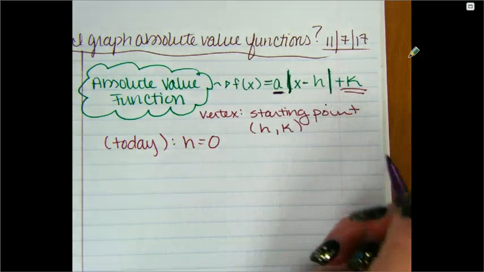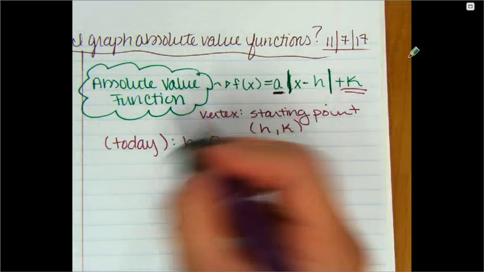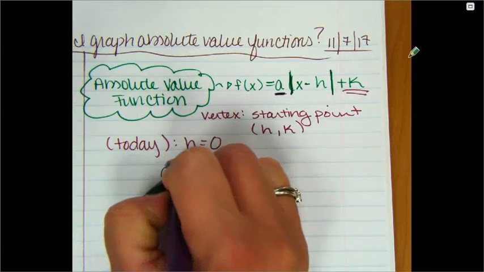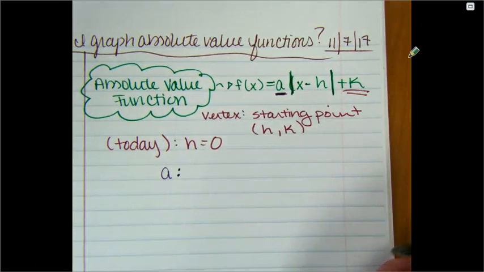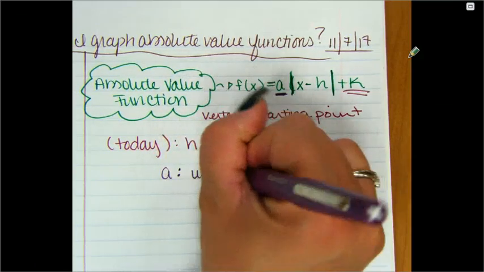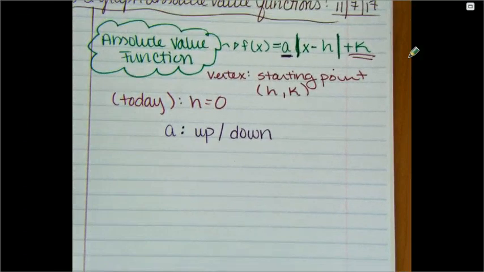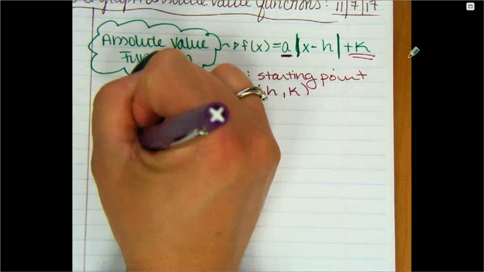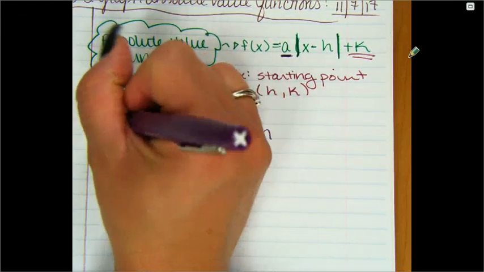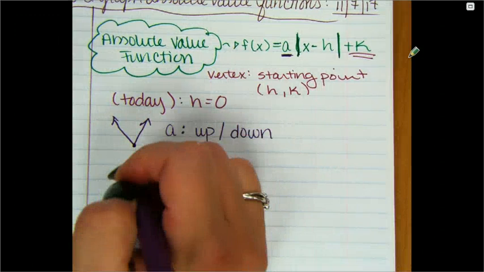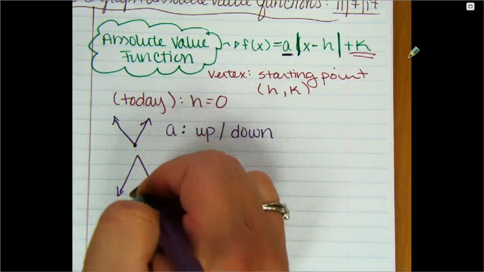Let's talk about a. See the a right here? Talk about what that represents. It represents whether you're going up or down. Well, you're wondering, what does this graph look like? It doesn't look like a line. It's different. No, it's not crazy. It's pretty easy. It looks like a V. So it looks like up with your vertex here, or it looks like it's going down like this.